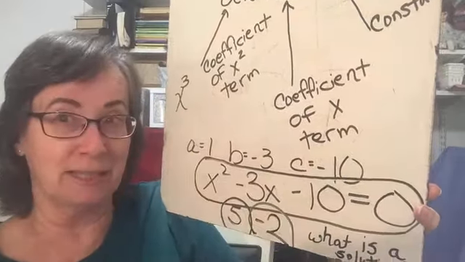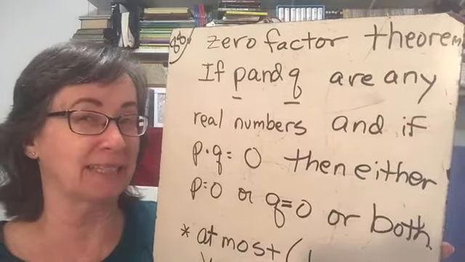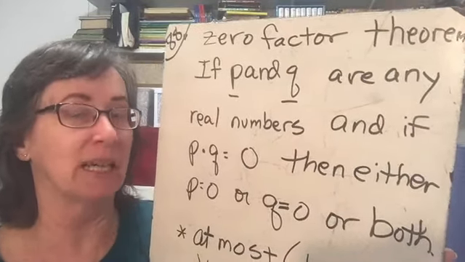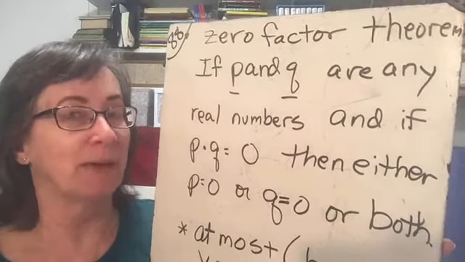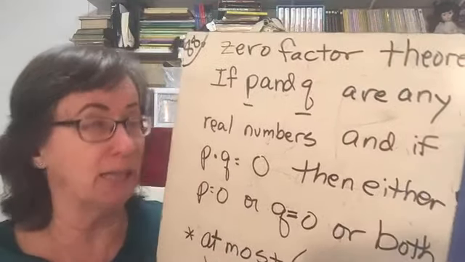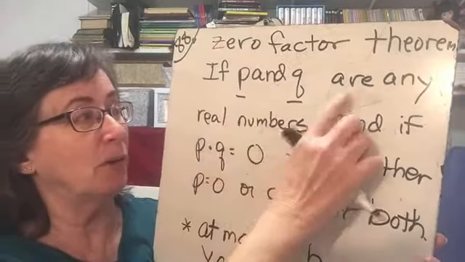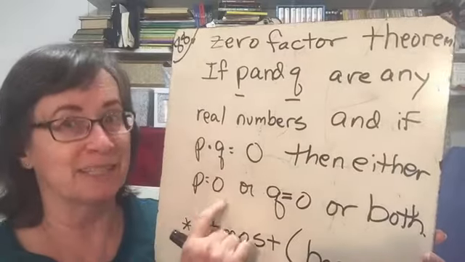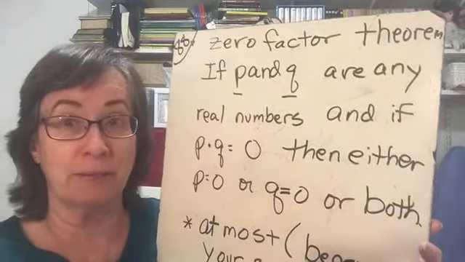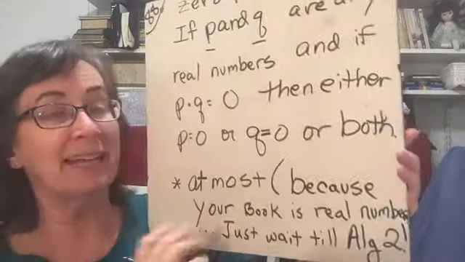Okay, so how do we find those solutions? Now, we just were given the solutions and we checked and plugged them in for the x's and they worked. But how do we find those solutions by ourselves? So the zero factor theorem, or the zero factor property: if p and q are any real numbers and if p times q is 0, then either p is equal to 0, or q is equal to 0, or they're both equal to 0. Okay, so that is our zero factor property. Now you can play with this and it makes sense.